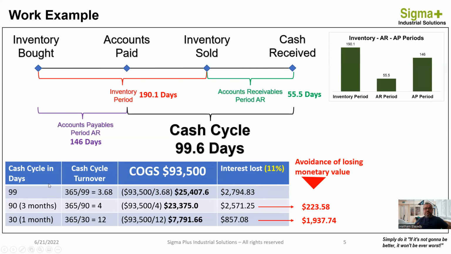Imagine if you have done a breakthrough improvement in the inventory period, and you have reduced the cash cycle by 60%, you went down from 99 days to 30 days, to 1 month only. So what does it mean? It means that the cash cycle jumps from 3.6 times per year to 12 times per year. What does it mean? That you have been operating the investment of $93,500 not 3 to 4 times per year, but 12 times per year.